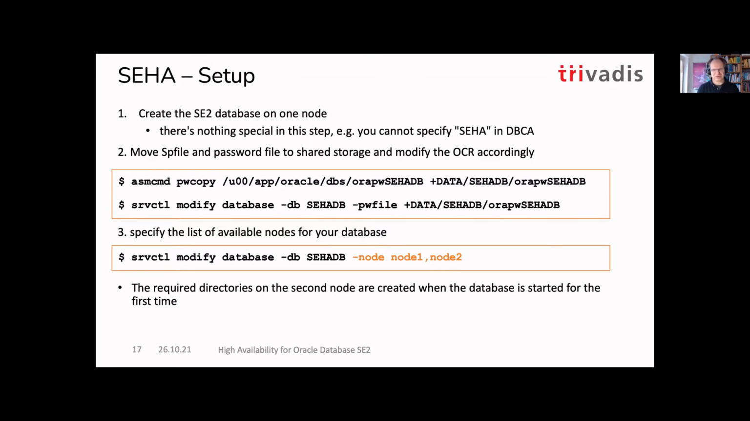Think about a larger cluster with more than 2 nodes. You have to name the nodes on which the database can run, with the -node parameter for modify database. You name node 1, node 2. And that's it. Everything else which has to be done, like creating directories, is done automatically by Grid Infrastructure when the database is started on the second node.